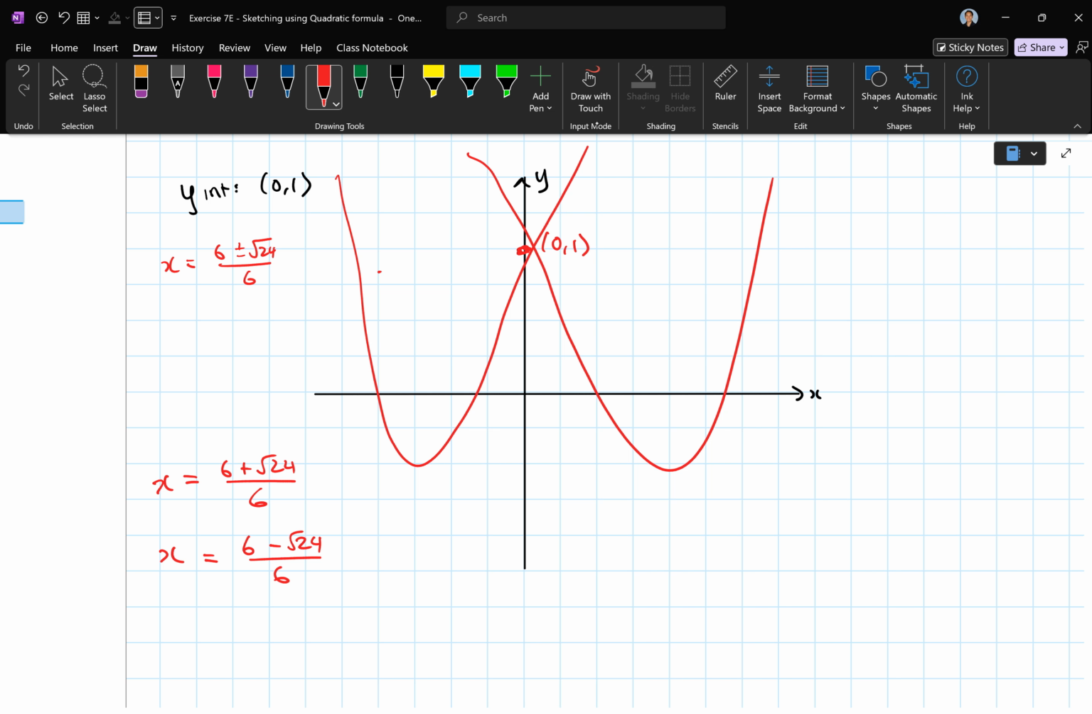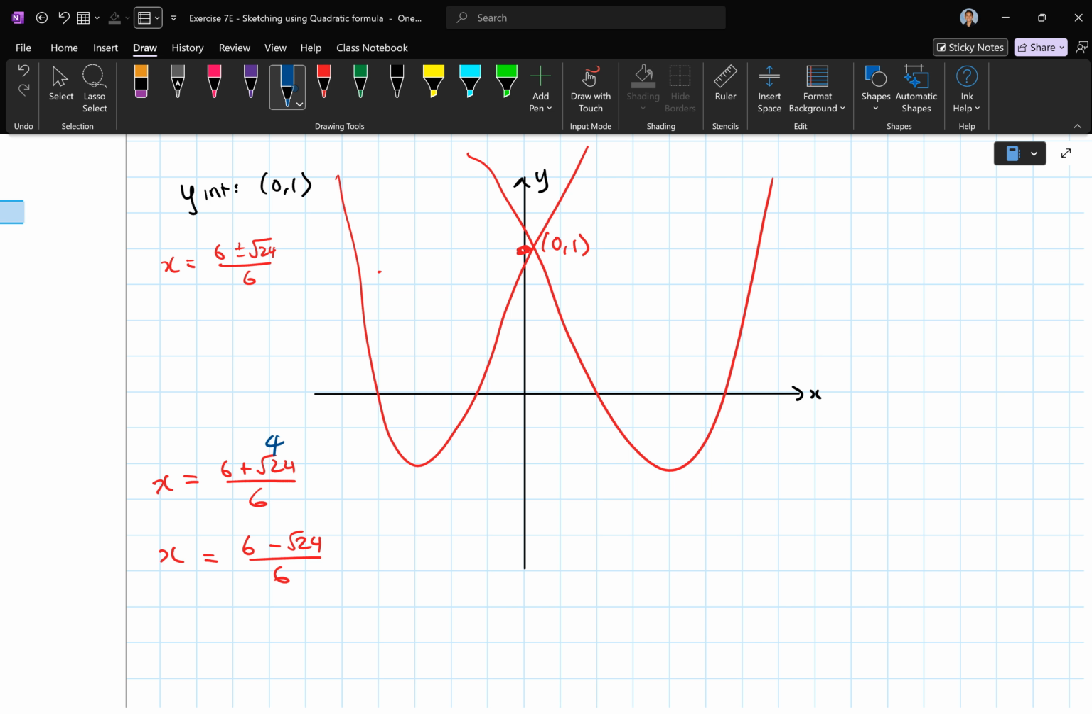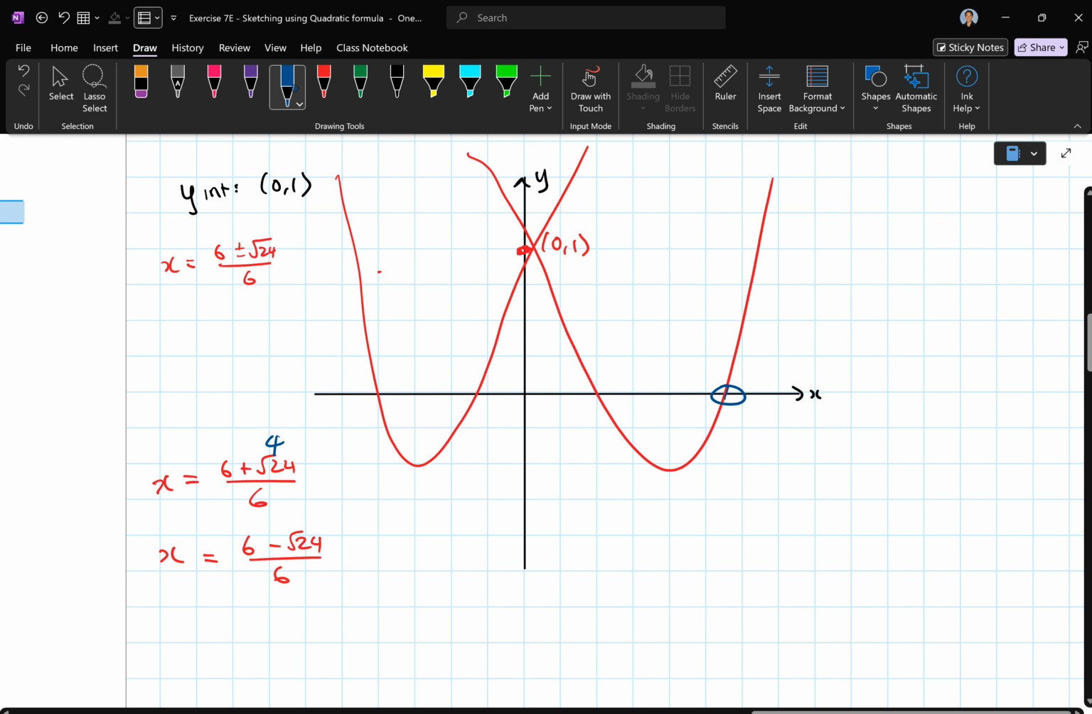And so I asked you before, what's root 24 roughly? You told me it was roughly 4. So when I thought about it, I was like, well, 6 plus 4 is going to give me a 10. So obviously it has to be somewhere on the right-hand side, whilst this one is 6 take away 4-ish, should be about somewhere over here.